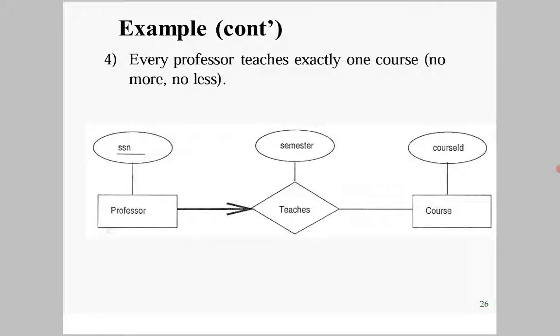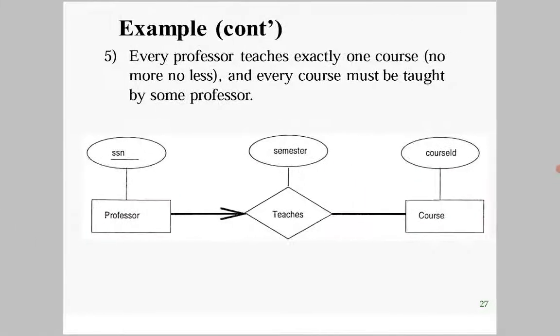Here we are using some symbol between professor and teaches. What does that mean? It is a type of relationship. Here it is a one-to-many relationship. It means every professor can teach more than one course, every professor teaches more than one course at a time.